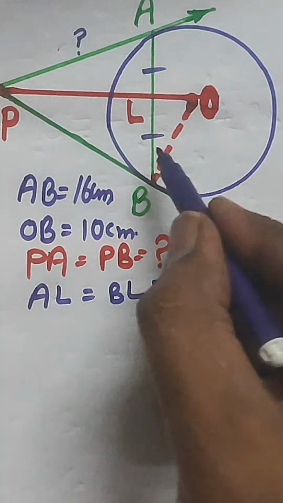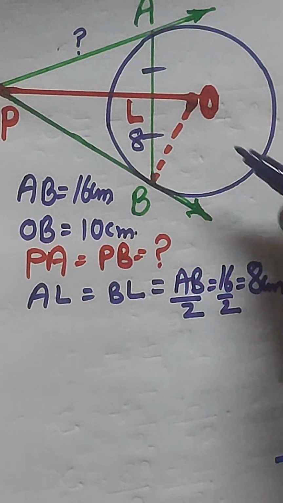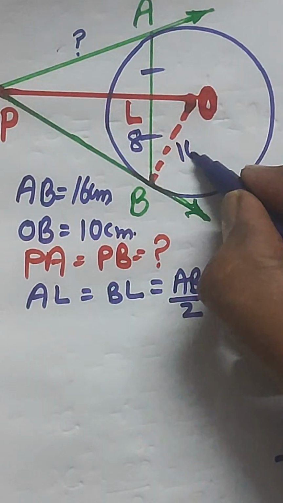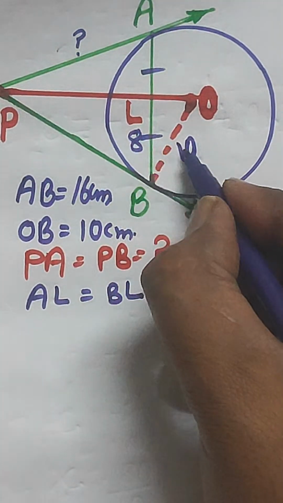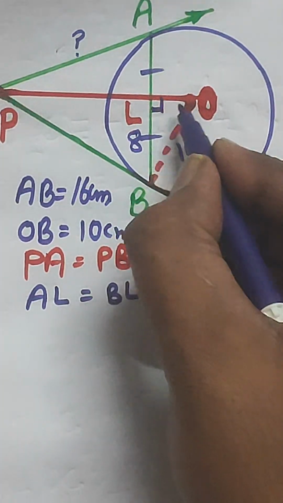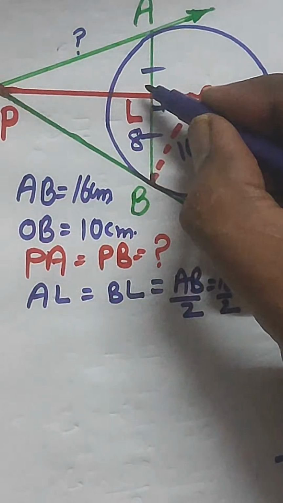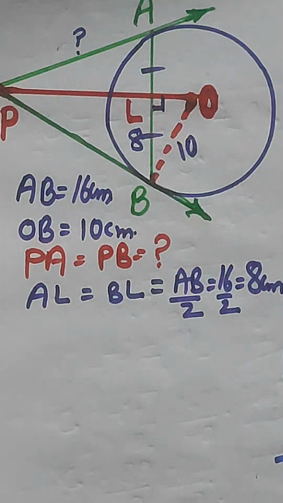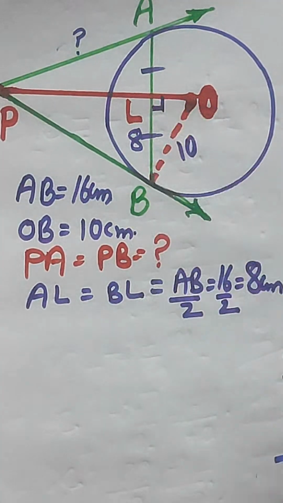So this is 8, right? Now the radius you have already been given, it's equal to 10. If this is 8, this is 8, this is 10, and from the center the chord is going, and AB is a straight line, so this is a 90-degree angle, right? So being 90-degree, you can find out the length of OL, right?